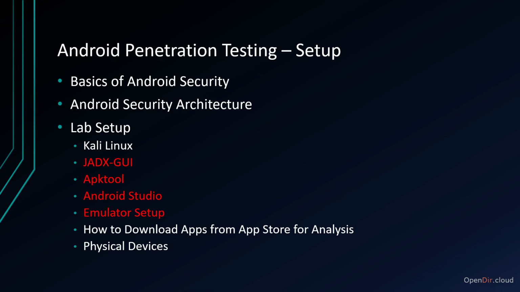Then we'll talk about how to download apps from the App Store for local analysis, so you can go out there and get any application that you want off the App Store. We'll also talk a little bit about Android physical devices and how those might differ from things like emulators.